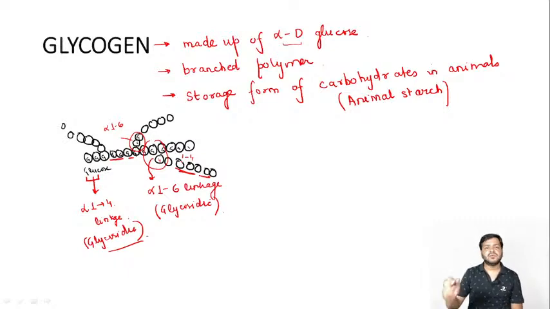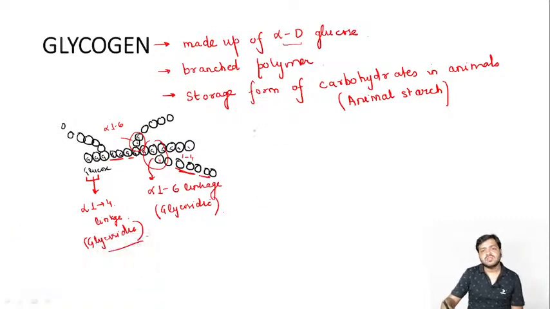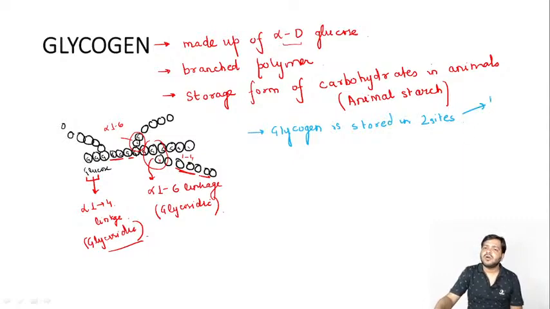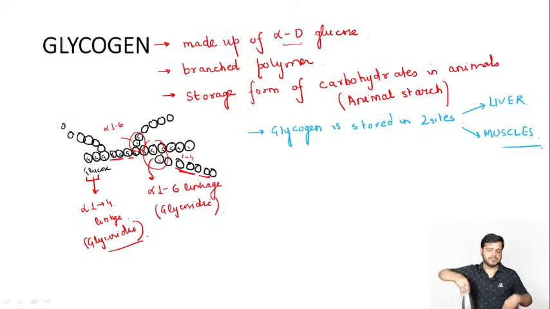So write down that glycogen is basically stored in two sites, and that was a question in the exam. Glycogen is stored in two sites. You already know one is the liver and the other one is the muscles.